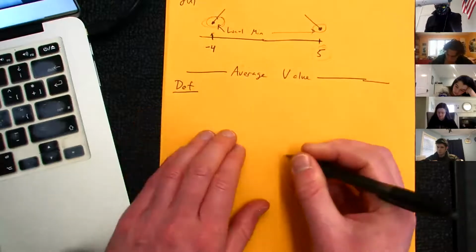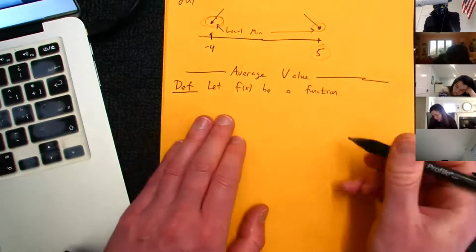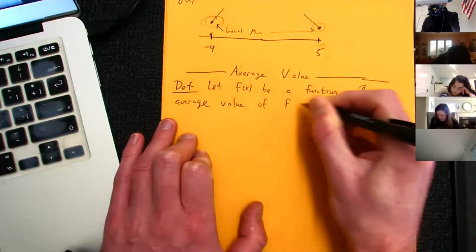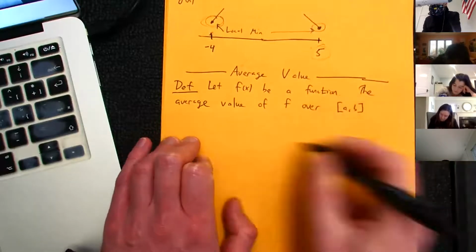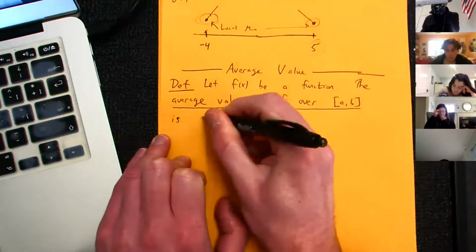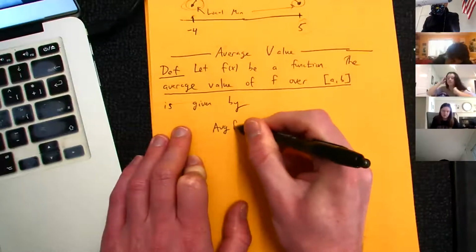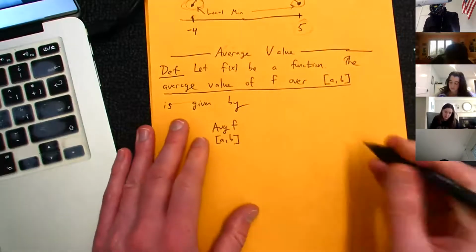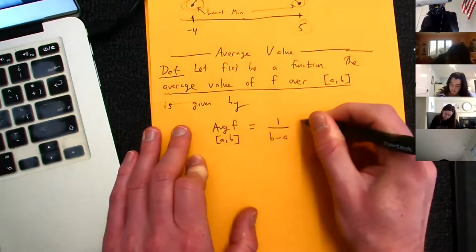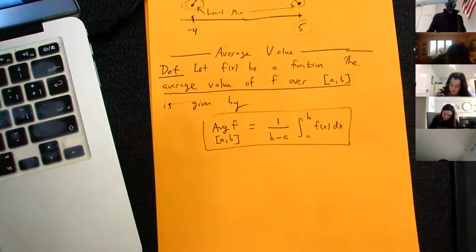Definition: let f of x be a function. The average value of f over the interval a to b. This is the thing that I'm defining. The average value of f over the interval [a, b] is given by, here's the formula: average value of f over the interval is equal to 1 over b minus a times the integral from a to b of f of x dx. Okay, that's the definition of the average value of the function.